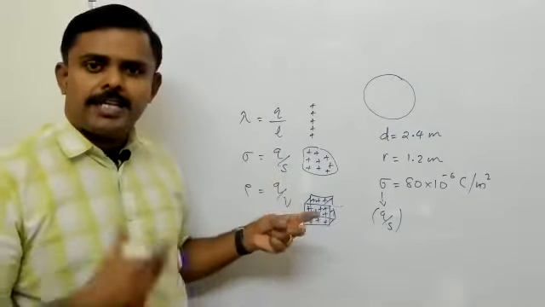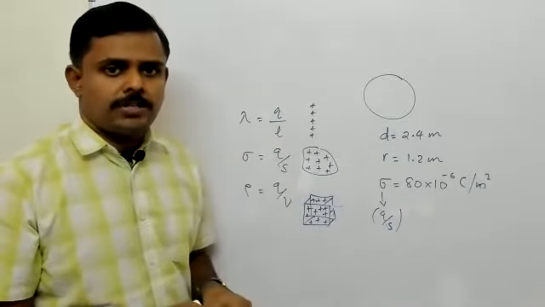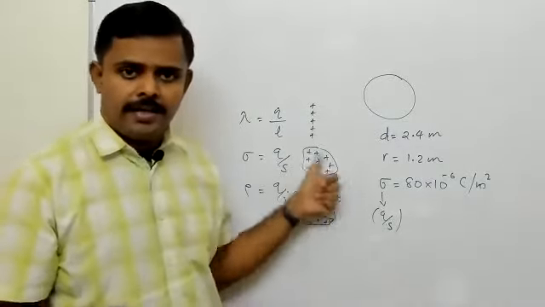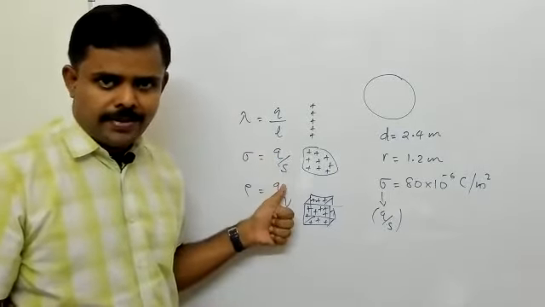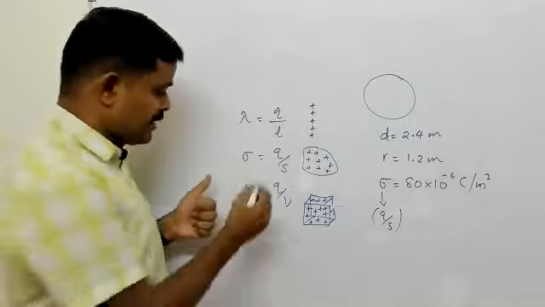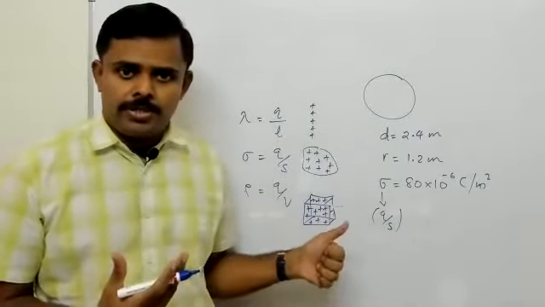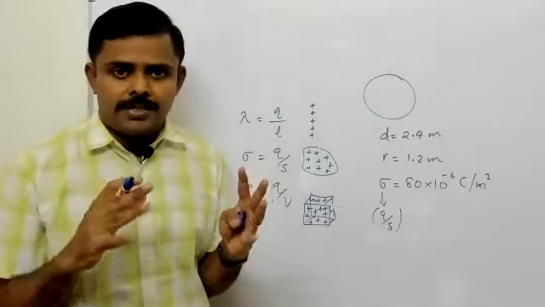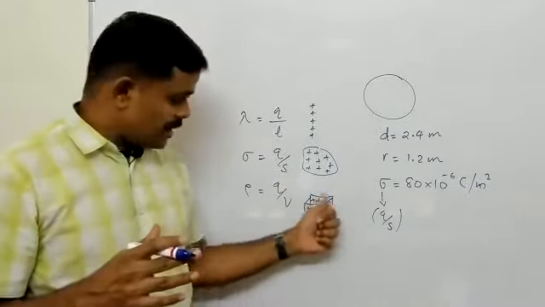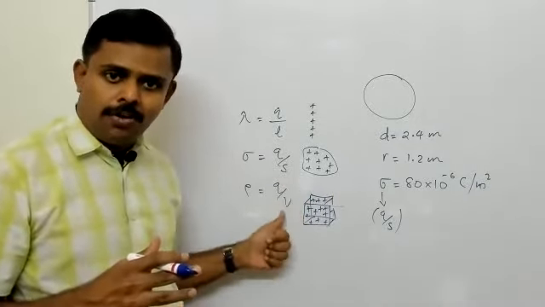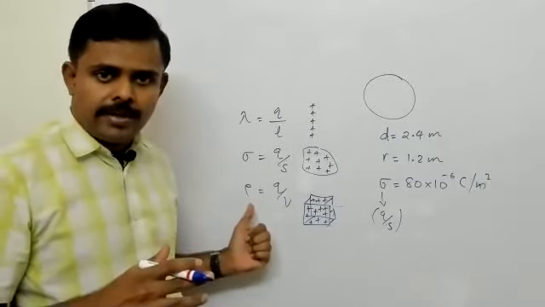Second, you take a paper or a sheet, that is a surface or area distribution. Charges are over an area, and there you find total charge by total area. That is called sigma, surface charge density. Third, three-dimensional distribution, where charges go even inside. Charge by volume is rho, the volume charge density.